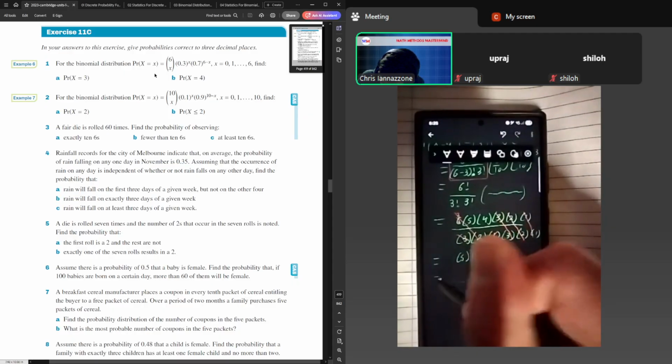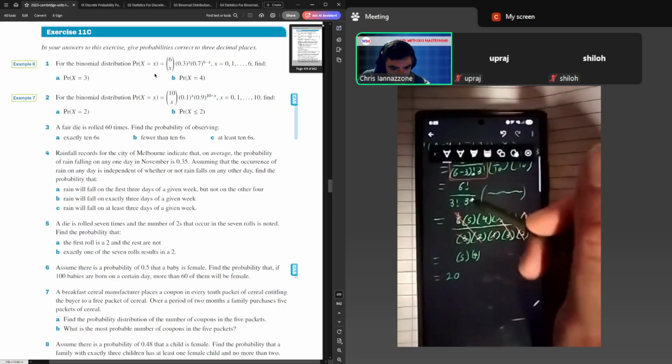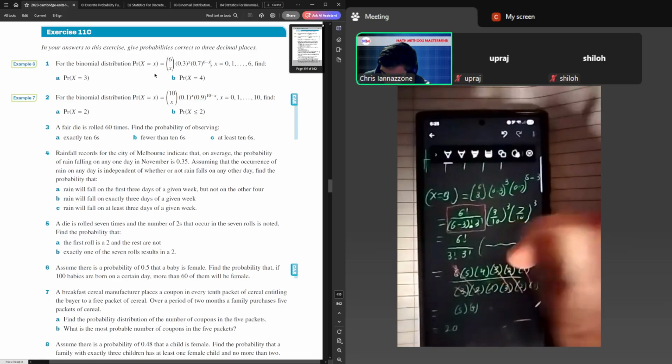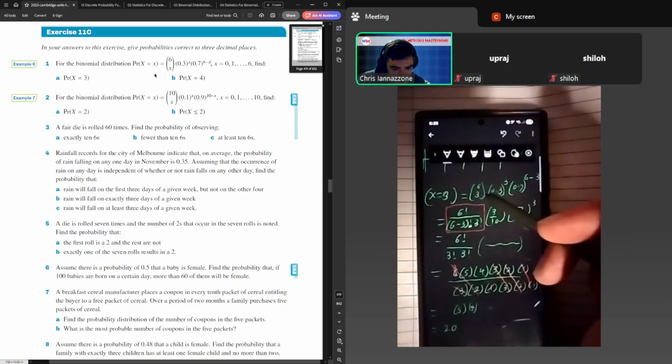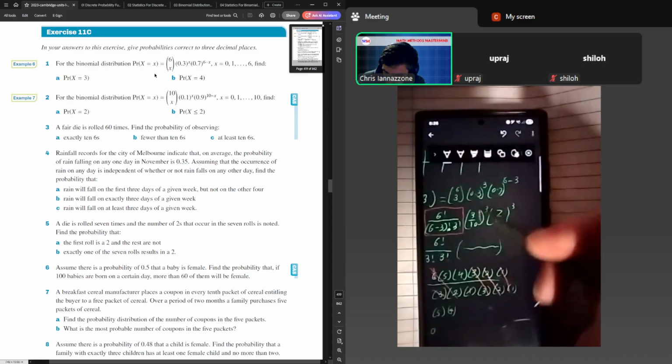5 and 4, 20. And so that would be your coefficient at the front, 20, which basically tells you there's 20 ways that you can choose 3 things from 6 things. That's all that means.